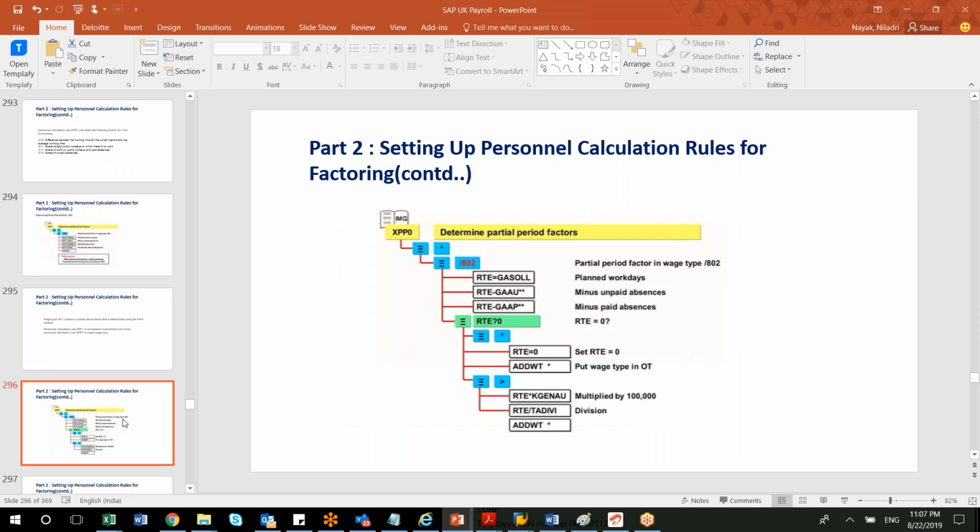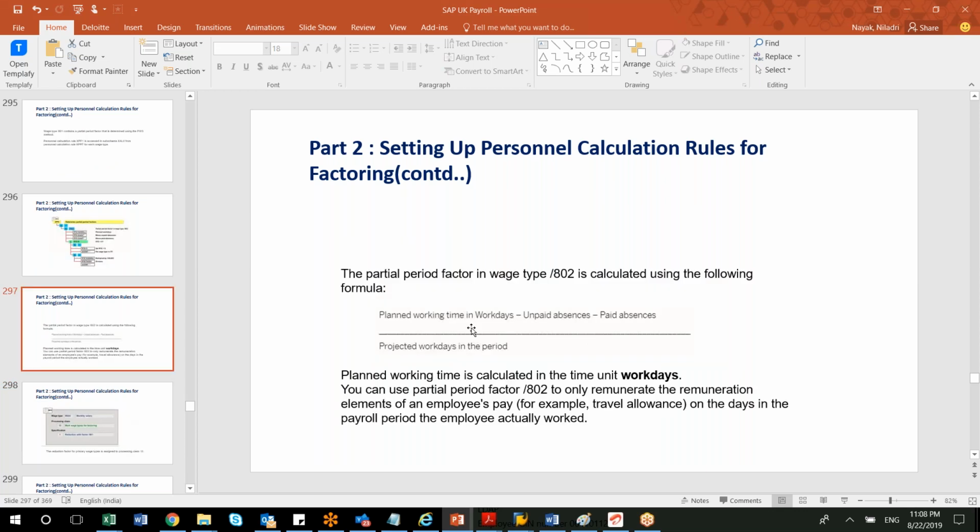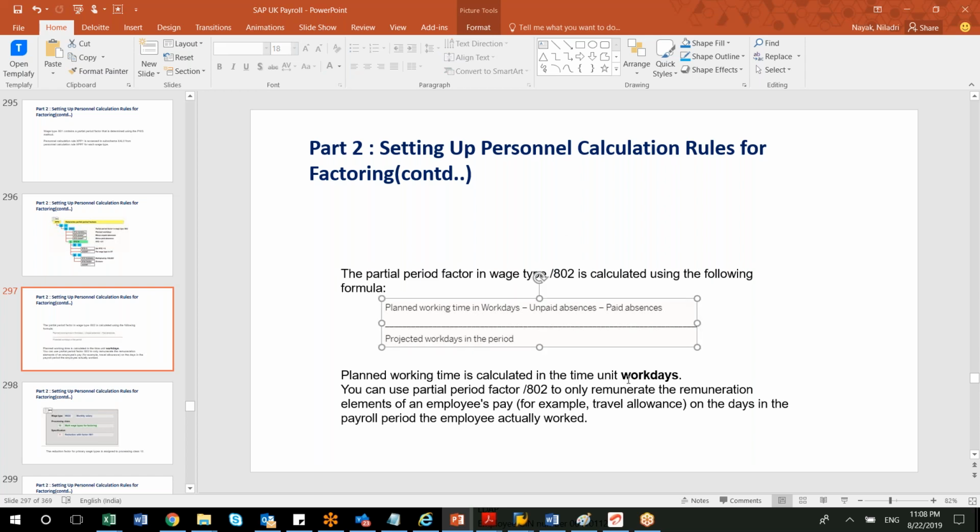It will do the calculation depending on your unpaid absences as well as paid absences, or both of these will be subtracted from your planned working time. It will not consider your calendar days, rather it will focus on the working days, so in that case 22 days. Similarly, the projected work days in the denominator will consider the number of working days for that particular month, not the entire calendar days.